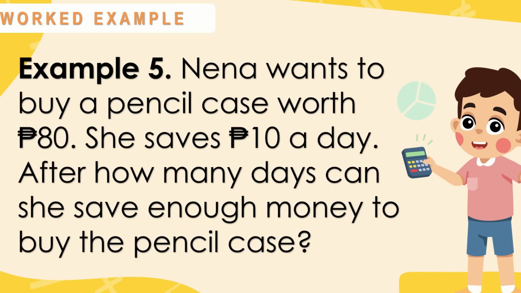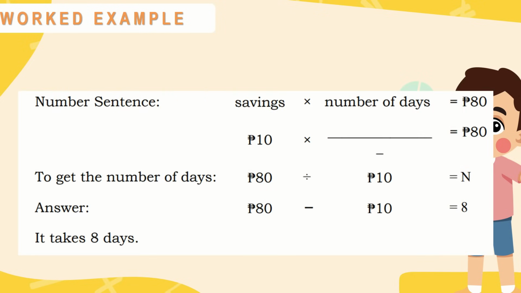Example 5. Nena wants to buy a pencil case worth 80 pesos. She saves 10 pesos a day. After how many days can she save enough money to buy the pencil case? Here is the solution. For the number sentence, savings times number of days is equal to 80 pesos. 10 pesos times blank equals 80 pesos. To get the number of days, 80 pesos divided by 10 pesos is equal to n. The answer, 80 pesos divided by 10 pesos is equal to 8. It takes 8 days.